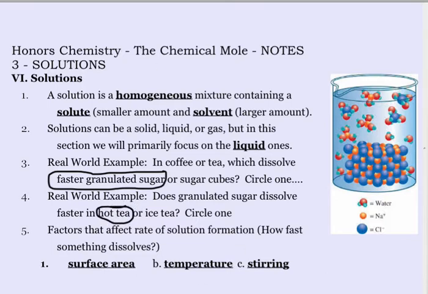So there's a couple of different factors that can affect the rate of solution formation, so how fast something dissolves. It doesn't change if something will dissolve or not, it just changes how fast it will. The first thing is surface area, like the granulated sugar versus the sugar cubes. The more surface area something has, the more area the water or solvent can interact with, and typically the quicker it dissolves.